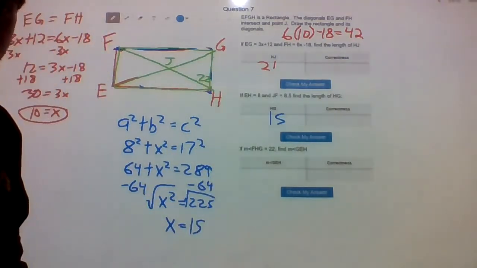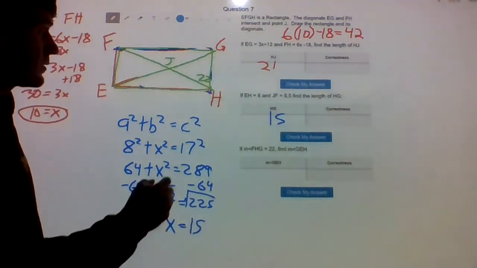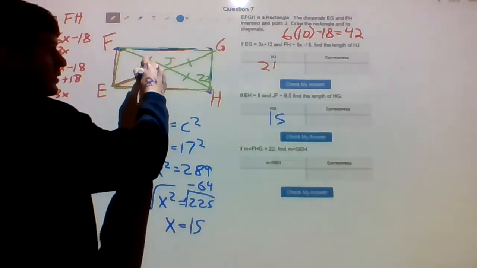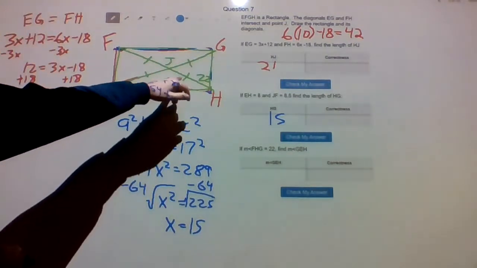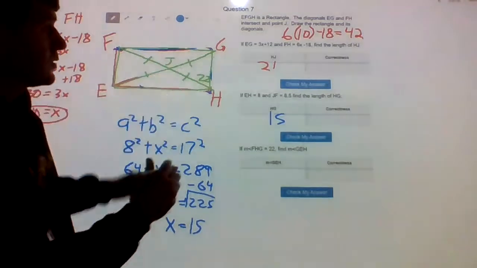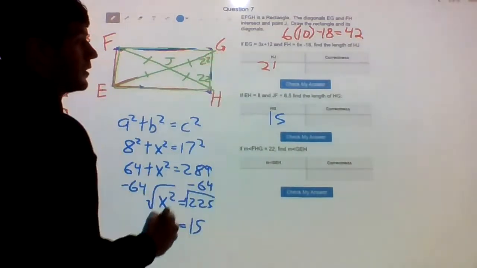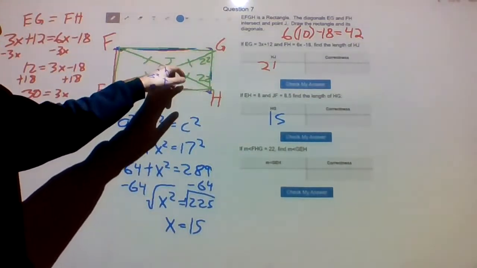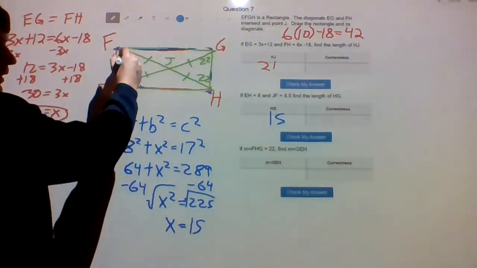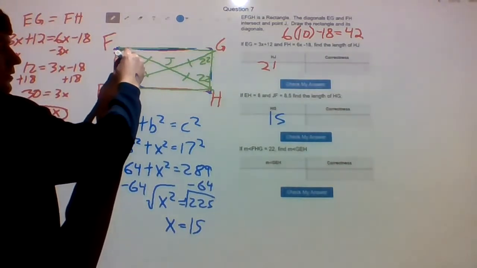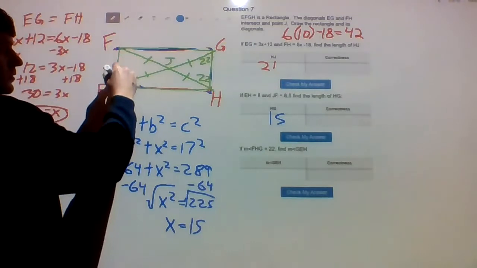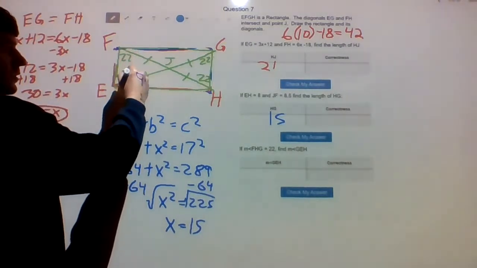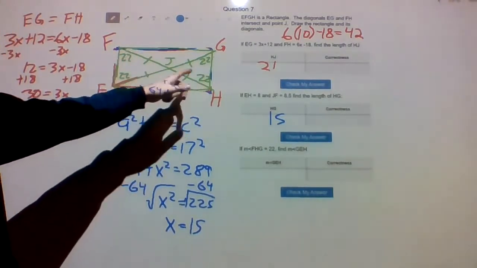22 degrees right there. Since it's a rectangle, all four of the triangles here are isosceles triangles. All four of those pieces are the same. So this is 22, this up here is 22. And then these two triangles we had shown were congruent by side angle side. So 22 and 22. Or you can think of it as alternate interior angles are congruent.